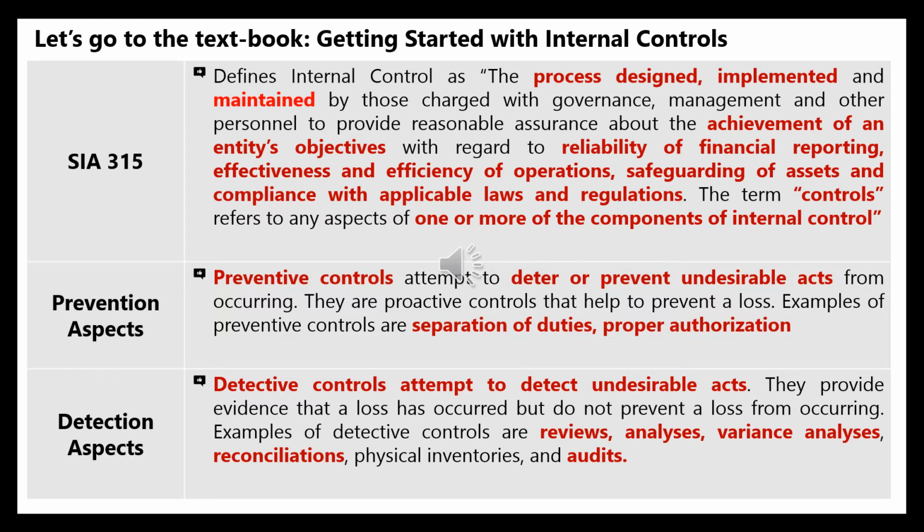The term controls refers to any aspects of one or more of the components of internal control. Like we saw in the previous example, there were different aspects of the same control which served the same objective, so that the person could safely cross the road from point 1 to point 2. But those were different types of controls.